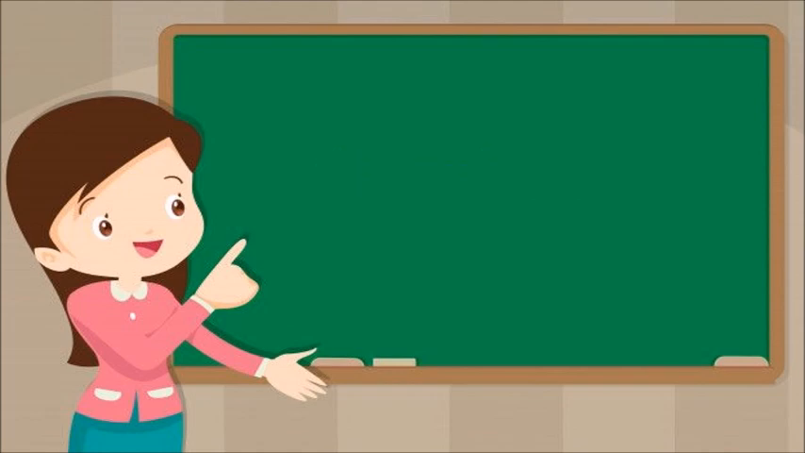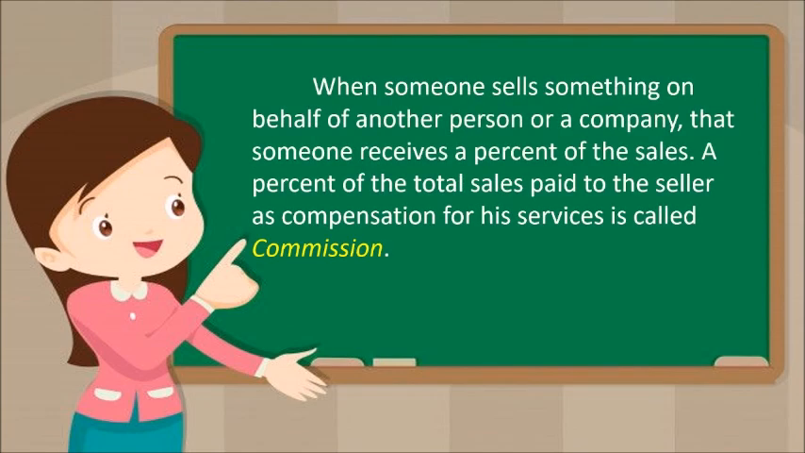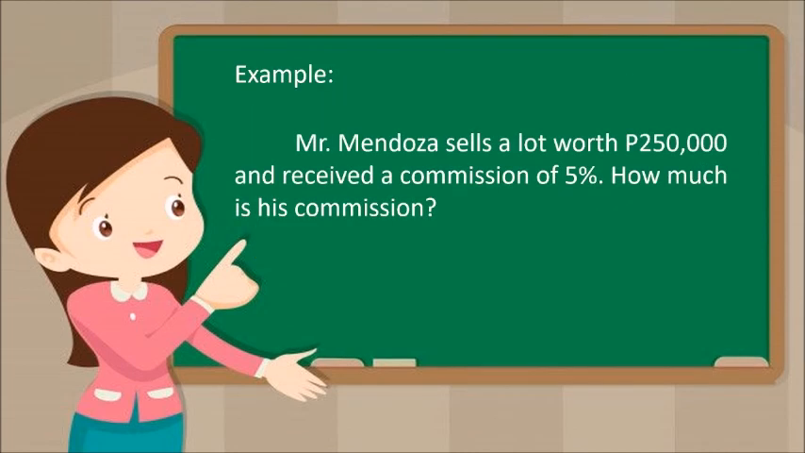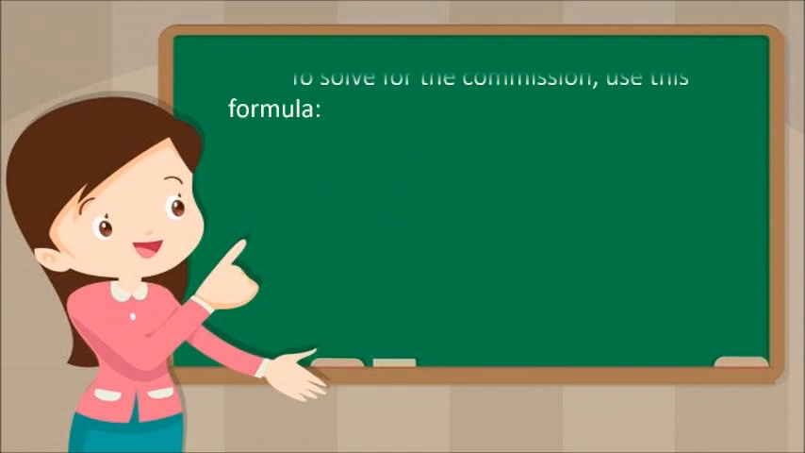Next is commission. When someone sells something on behalf of another person or a company, that someone receives a percent of the sales. A percent of the total sales paid to the seller as compensation for his services is called commission. Example, Mr. Mendoza sells a lot worth 250,000 and receives a commission of 5%. How much is his commission?